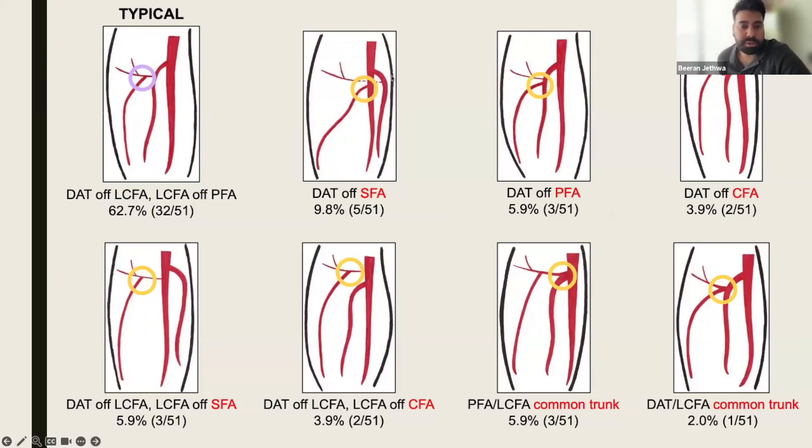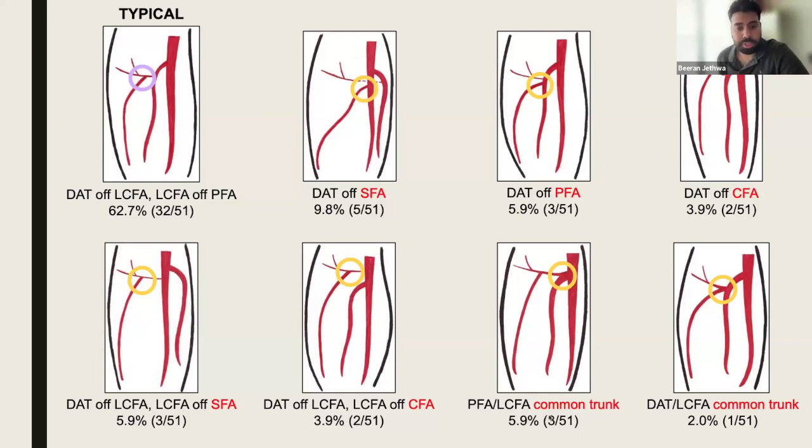About 10% of our cadavers had the descending artery coming directly off the superficial femoral and not the lateral circumflex femoral. We had 6% coming directly off the deep femoral artery, and 4% coming off the common femoral artery, before it even splits into the superficial and deep femoral arteries. Another 6% had the descending artery coming off the lateral circumflex femoral as expected, but that itself did not come off the deep femoral, but off the superficial femoral instead. Same thing here, where again it comes off the lateral circumflex, but here it comes off the common femoral as opposed to the deep femoral artery.